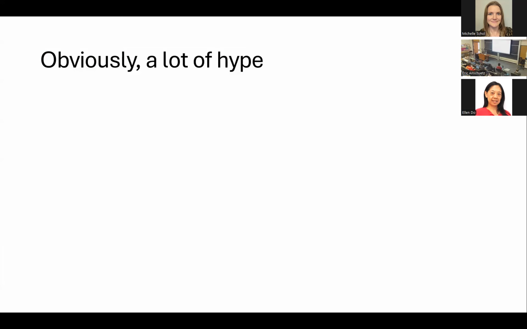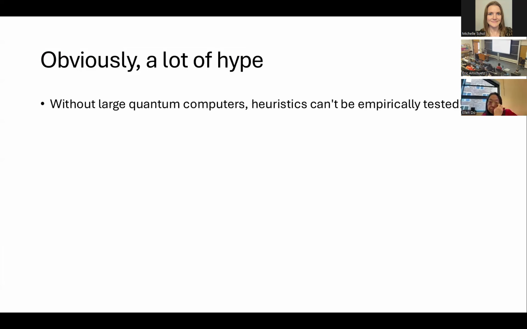And part of the reason there's so much hype is because we're in this weird early stage of quantum computation, where we have some small scale proof of principle experiments and computations that we're running on these things, but we don't have access to very large quantum computers. And without these very large quantum computers, these heuristics and things we develop, we can't really test them. So it's very different from the current state of normal, traditional computation.